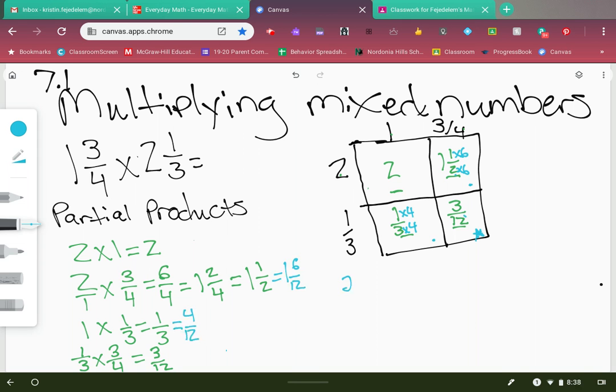So I have 2 plus 1 6/12 plus 4/12 plus 3/12. So I have my whole numbers of 3, and then 6 plus 4 is 10, plus 3 is 13/12, which is improper, so let's make it another whole. So our answer turns out to be 4 1/12.